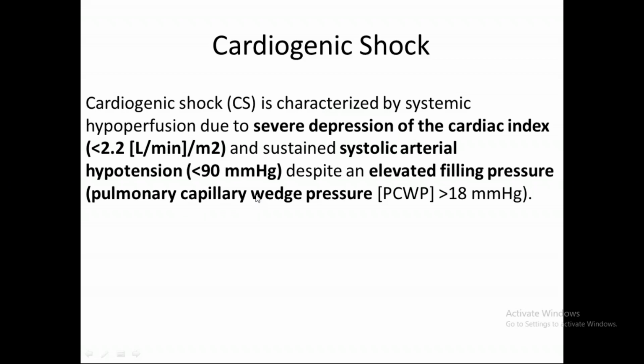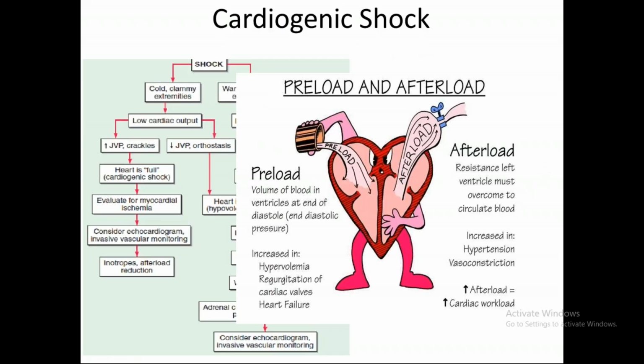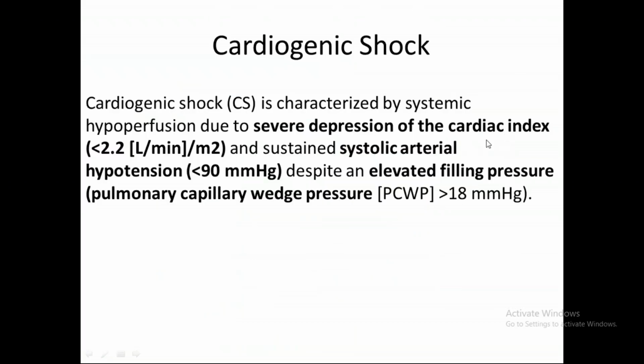pressure. So this is the main thing that differentiates cardiogenic shock from hypovolemic shock, that there will be an elevated filling pressure. The JVP will be increased. There will be filling in the heart. There will be no exit from the heart, right? Now this filling pressure is measured by something called as pulmonary capillary wedge pressure, PCWP, that is more than 18 mmHg. Now what is pulmonary capillary wedge pressure?